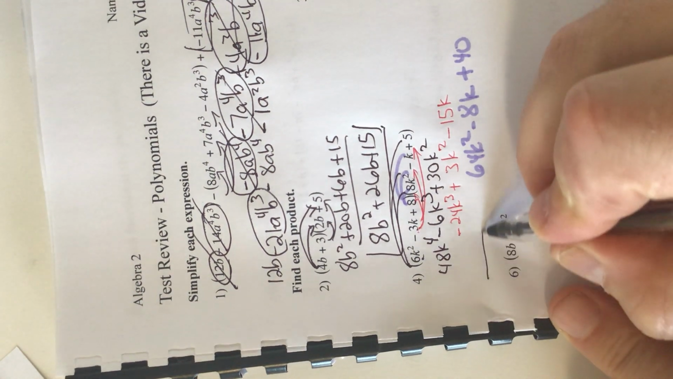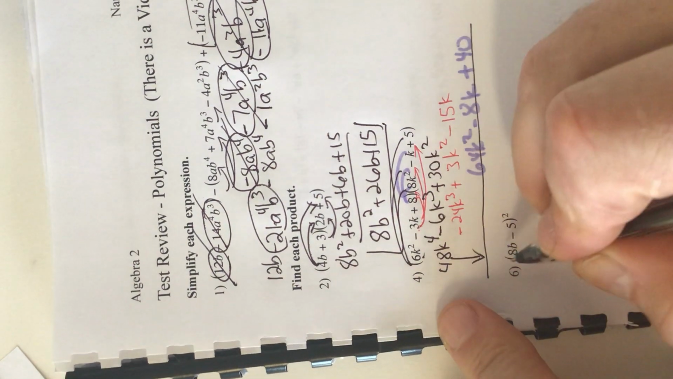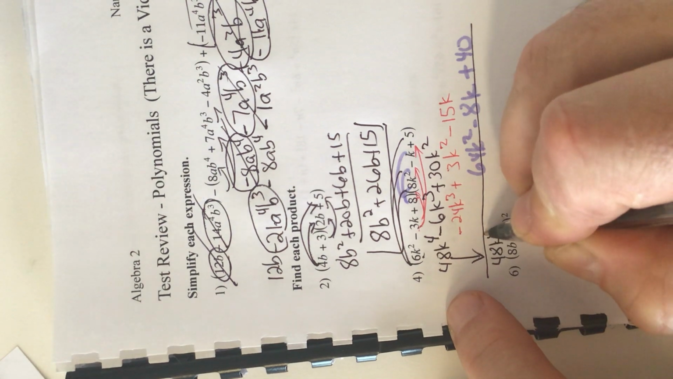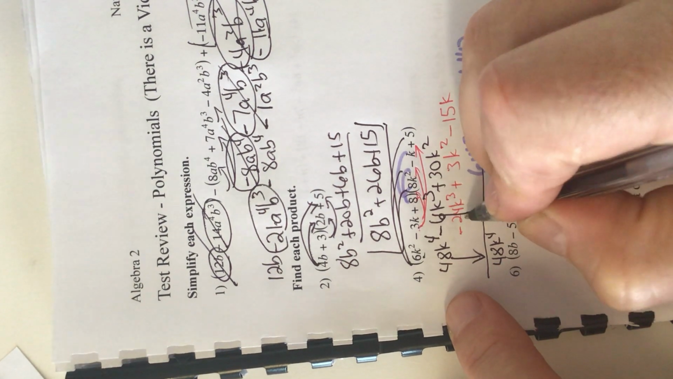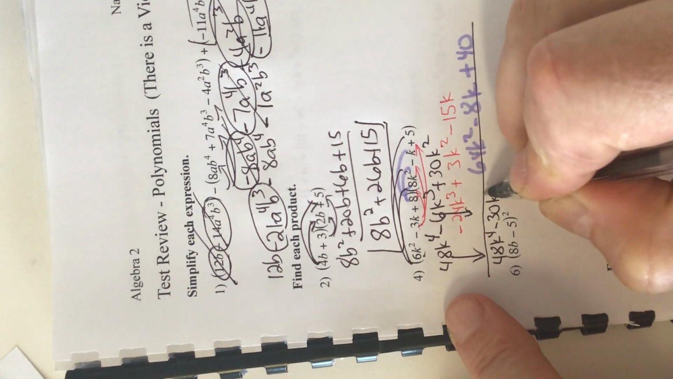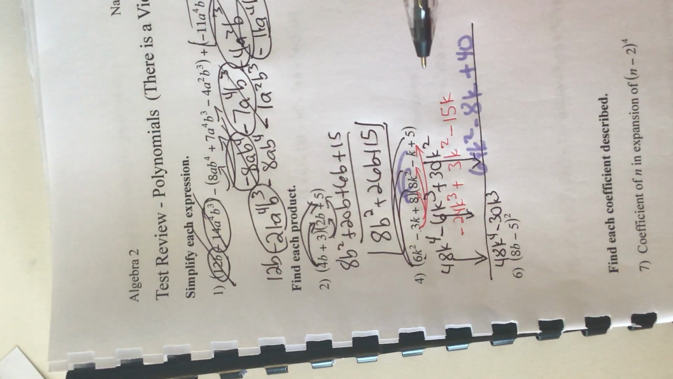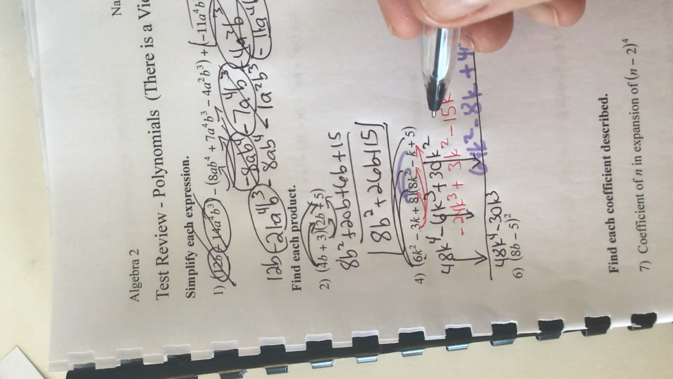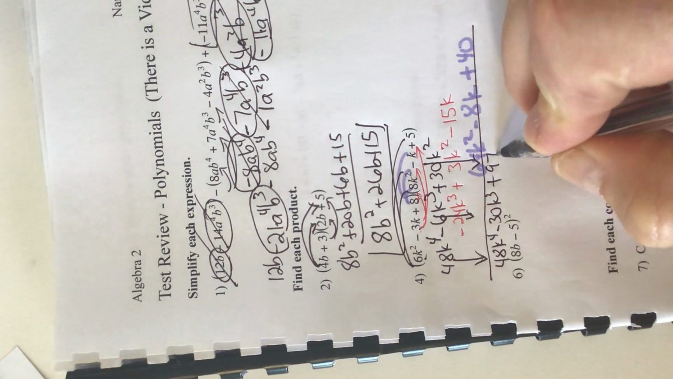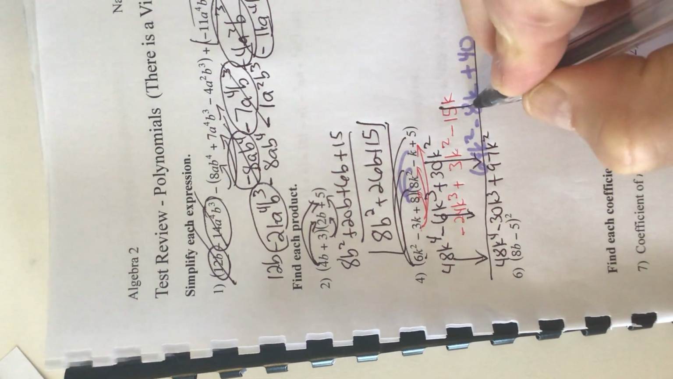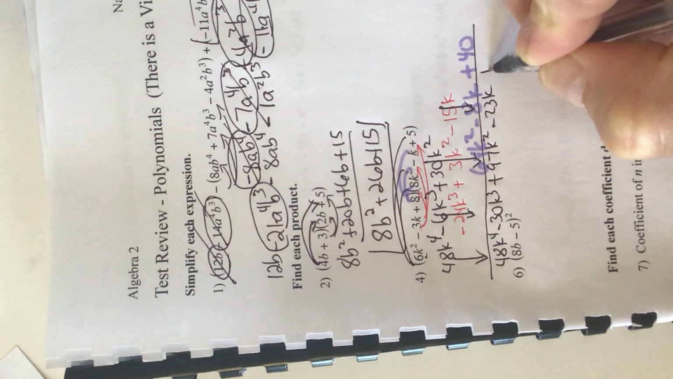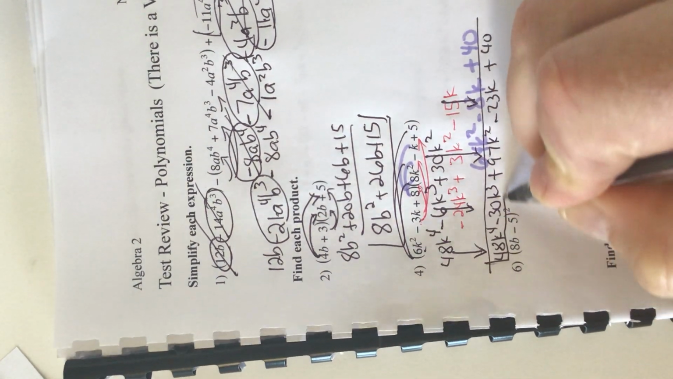So when I add up all of that, I've got 48k to the fourth. And these are minus 30k to the third. And then all of this, 33 plus 64, how much is that? 97k squared. And then here it looks like negative 23k and then plus 40.